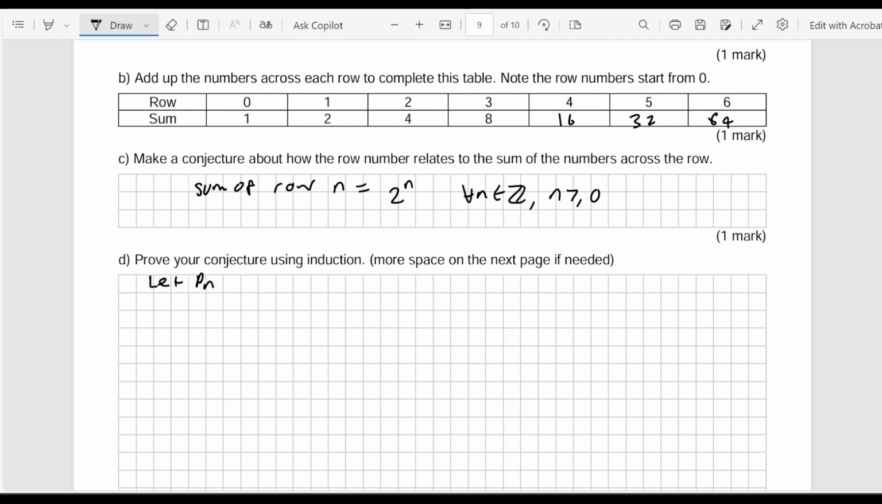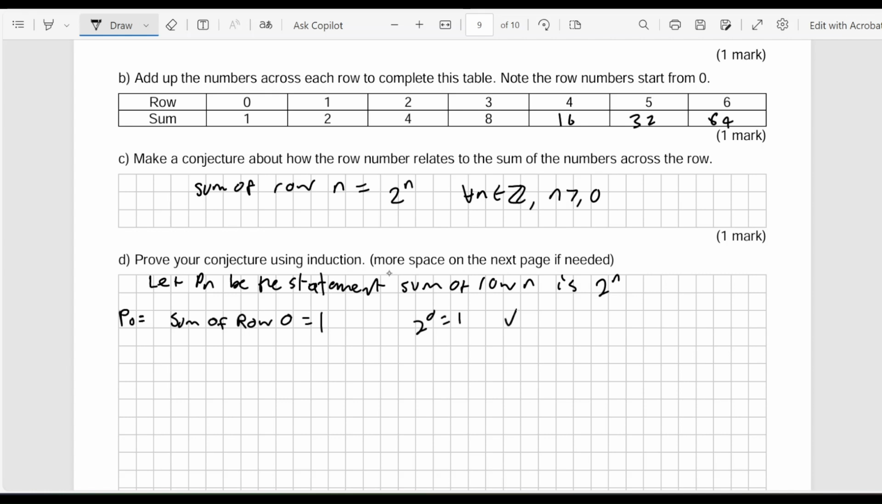So let P_n be the statement: sum of row n is 2 to the n. And let's look at P_0. So for P_0, that's where we're starting. So the sum of row 0 is 1. And 2 to the 0 is 1, so tick, therefore P_0 is true.